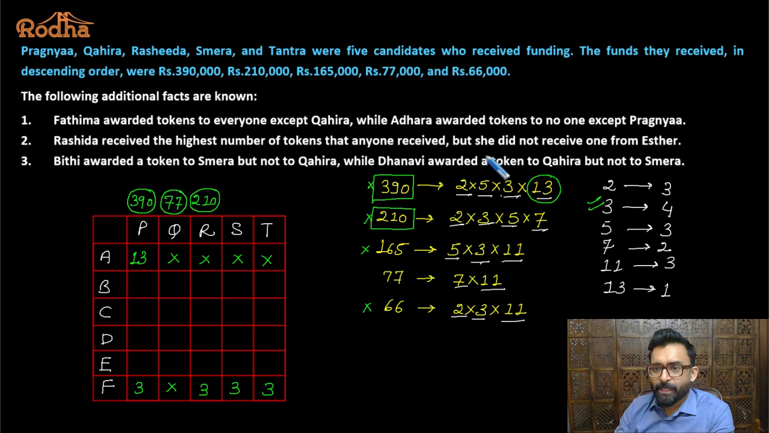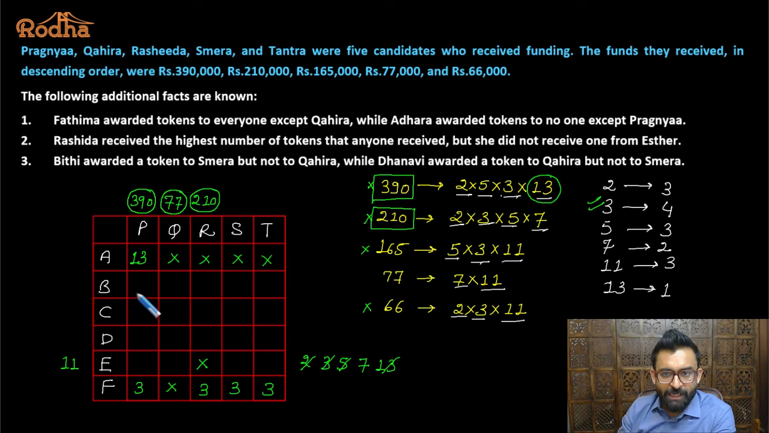What else is given? She did not receive a token from E. That means E is not awarding any token which can make 210. So she is not awarding 2, 3, 5 or 7. She cannot definitely award 13 because 13 is awarded by A, and only one person is going to award 13. That means she is awarding 11. And if she is awarding 11 and Kahra is getting 77, which is a multiple of 11, she'll be getting a token from E. Understood? Fine. So that's what we have to do. Number crunching, nothing else. Factors we have to match.